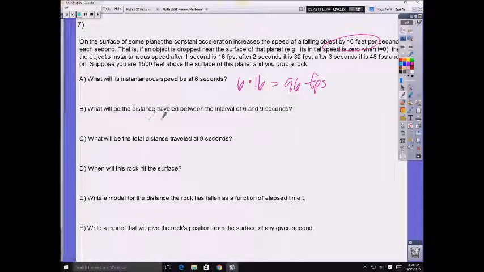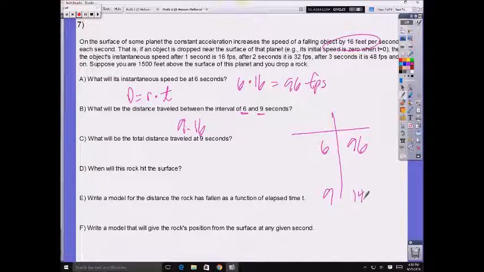Okay, what will the distance be? Now remember, distance equals rate times time. What will be the distance that thing travels between the 6th and the 9th second? Okay, so the 6th second it's going 96. The 9th second it's going 9 times 16. 9 times 16 is 144. Okay, so distance equals rate times time.